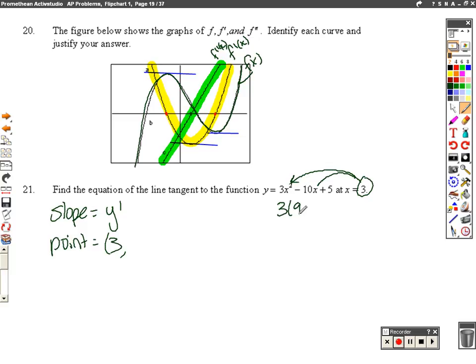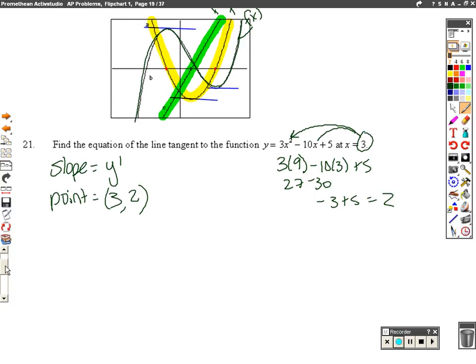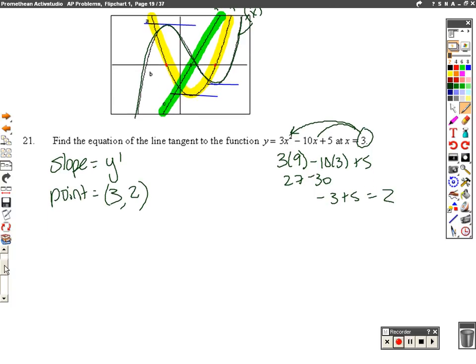So that's going to be 3 times 9 minus 10 times 3 plus 5. 3 times 9 is 27 minus 30. That's negative 3 plus 5. That's 2. So that's our point, 3, 2. Now we have to find our slope. We're going to take the derivative of this equation. So the derivative of 3x squared is 6x. Derivative of negative 10x is negative 10. The 5 goes away.